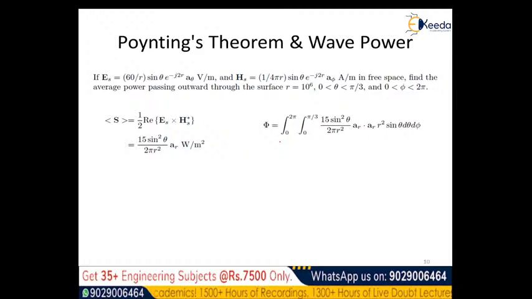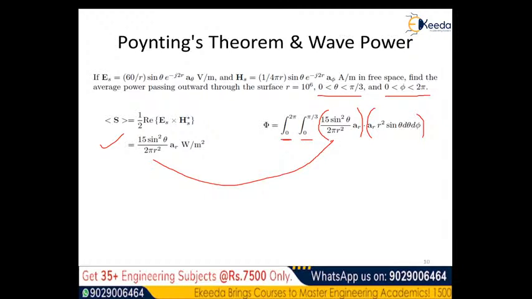So for the surface integral we have a double integral. First, for phi we have the integral from 0 to 2 pi. For theta we have the integral from 0 to pi by 3. Here it applies to the dot multiplication of S, which we have represented as 15 sine square theta divided by 2 pi r square AR, dotted with the differential surface defined by r, theta and phi, which is r square sine theta d theta d phi into AR.